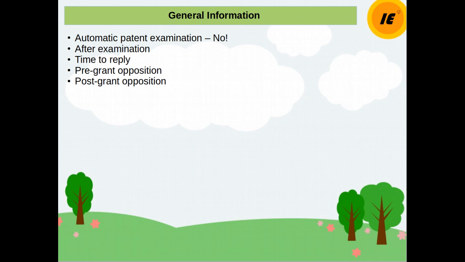In case the application is found to be in order for grant, the patent is granted, provided no pre-grant opposition is filed or pending. Pre-grant opposition, I think that is something also I'm not really sure about. We'll discuss that, but I will be honest that I don't totally understand it.